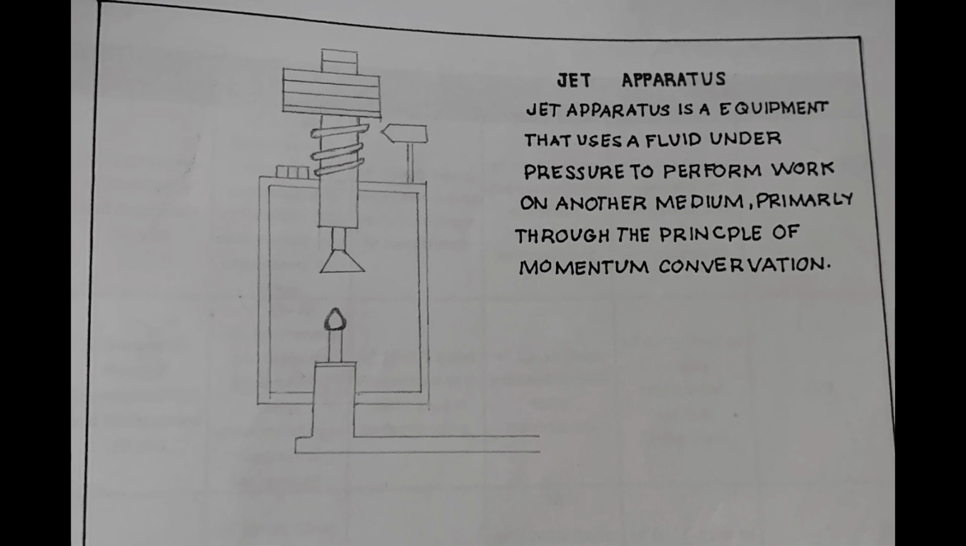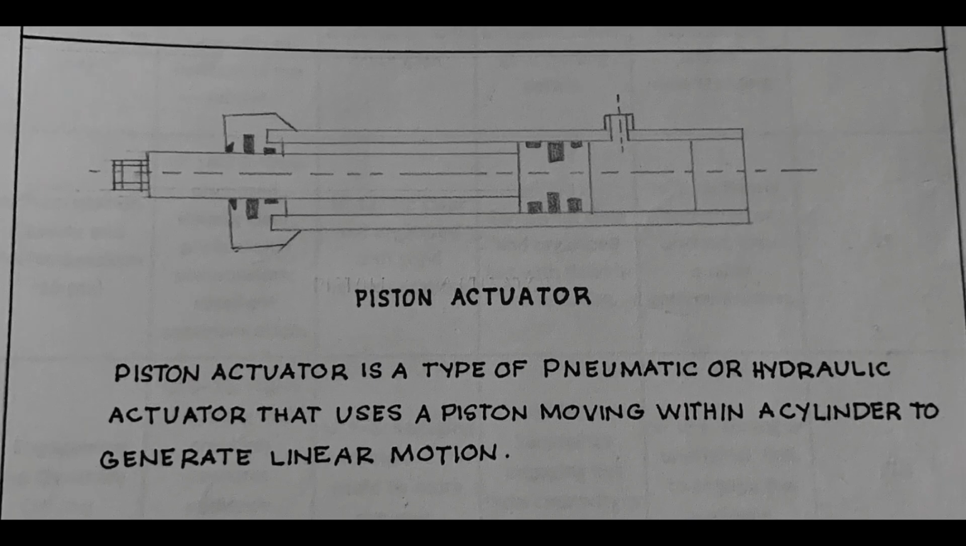another medium, primarily through the principle of momentum conservation. Piston actuator. Piston actuator is a type of pneumatic or hydraulic actuator that uses a piston moving within a cylinder to generate linear motion.